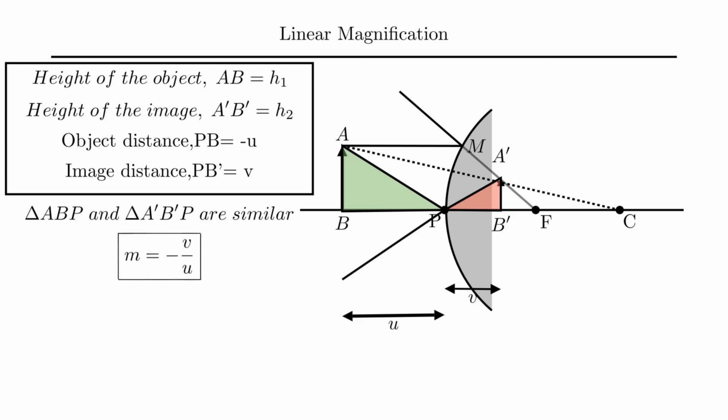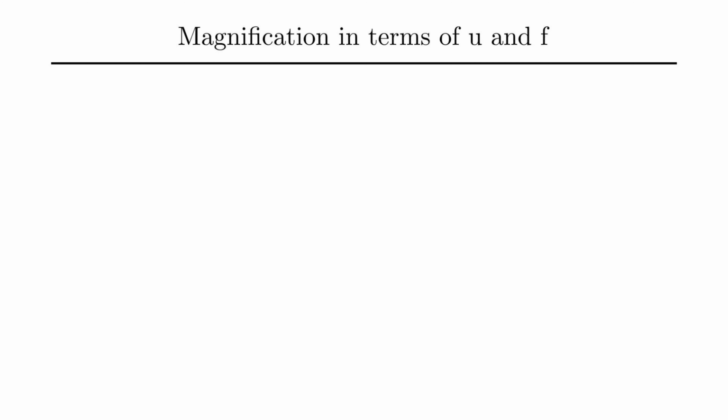Since linear magnification is the same for both the mirrors, we can derive magnification in terms of u and f, where u represents the distance of the object and f represents the focal length. As the mirror formula is 1 upon f equals 1 upon v plus 1 upon u, multiplying this equation by u, we get u over f equals u over v plus 1. On transposing, we have minus u over v equals 1 minus u over f.